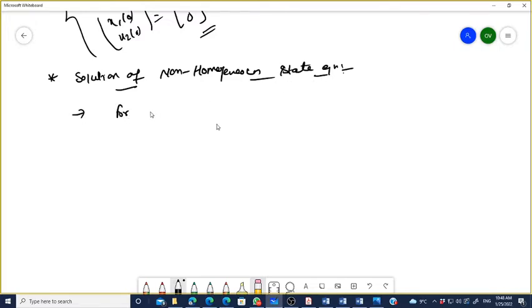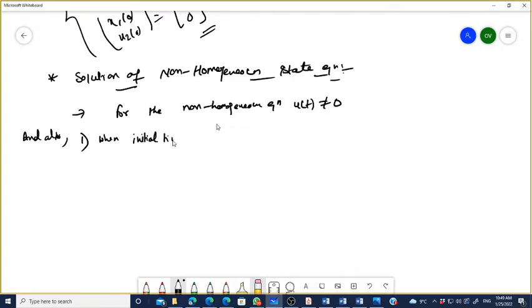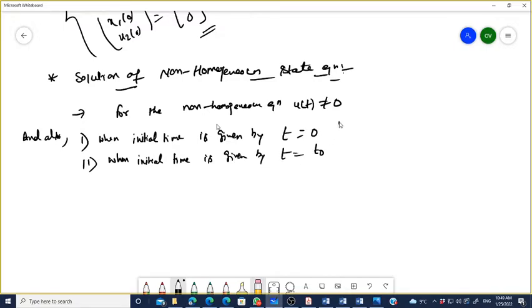For the non-homogeneous equation, what do you understand? Sir, u of t is a zero matrix for homogeneous. Yes, very good. In the homogeneous equation u(t) is zero, and in the non-homogeneous equation u(t) is not equal to 0. There are two conditions for the solution of the non-homogeneous equation. The first condition is when the initial time is t equals 0, and the second is when the initial time is t equals t naught. In both cases, we will try to learn the solution of the equation.